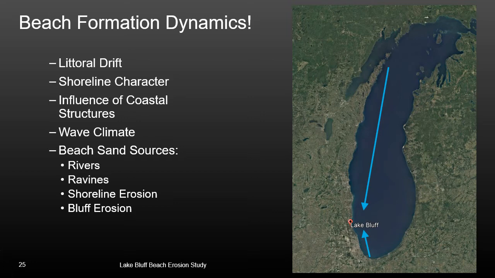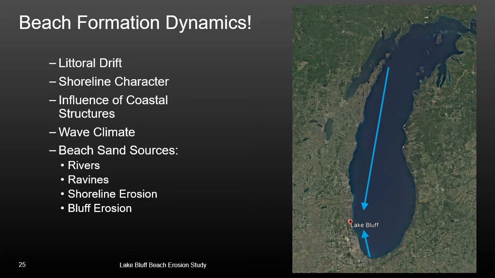So the materials of the shoreline, essentially, when there's erosion, they end up in the water and they become the supply of material for the beaches and for the littoral drift. So let's talk about littoral drift a little bit, because it's important in terms of how beaches form.